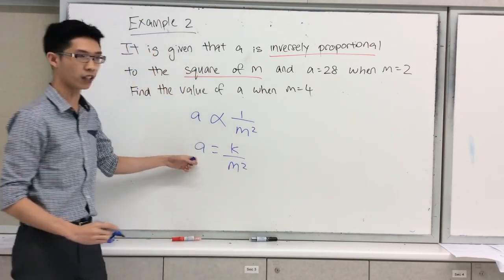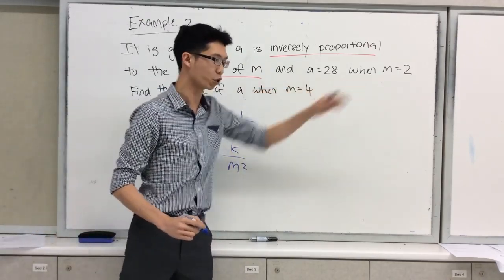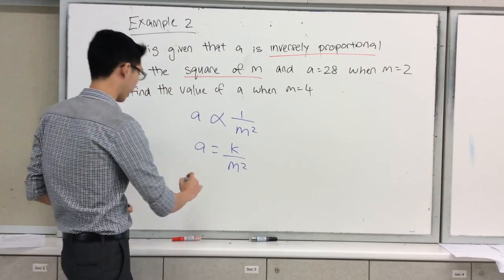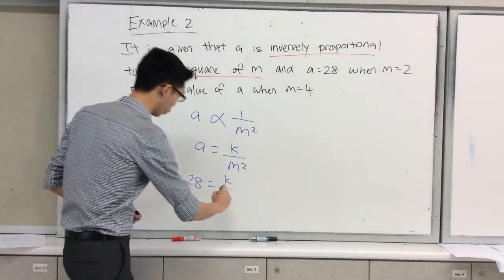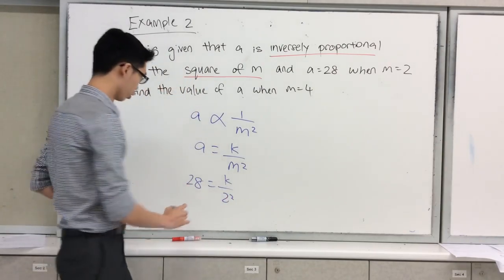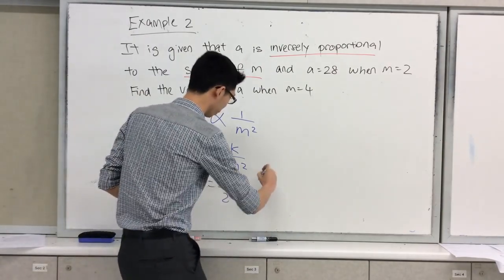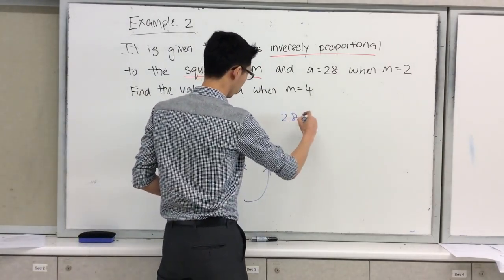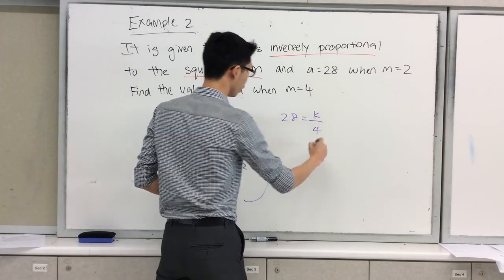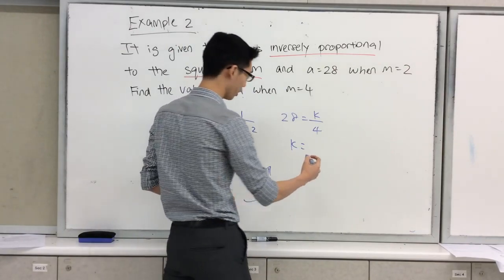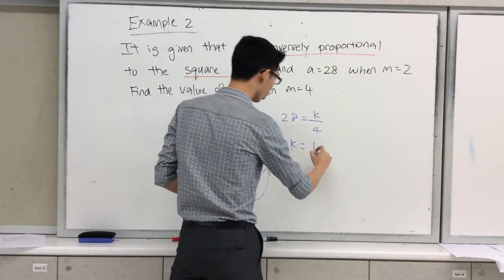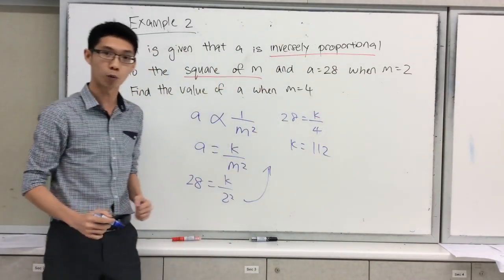So when we got this equation out, we have A equals 28, m equals 2. So we just sub it in, and we can find k, which is 28 equals k over 2 squared, which is 4. So let me do it over here. 28 equals k over 4. You bring it over, k equals 28 times 4. 28 times 4, 112. So k equals 112.